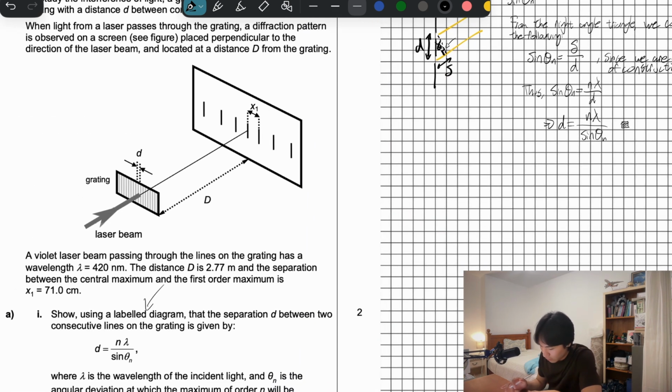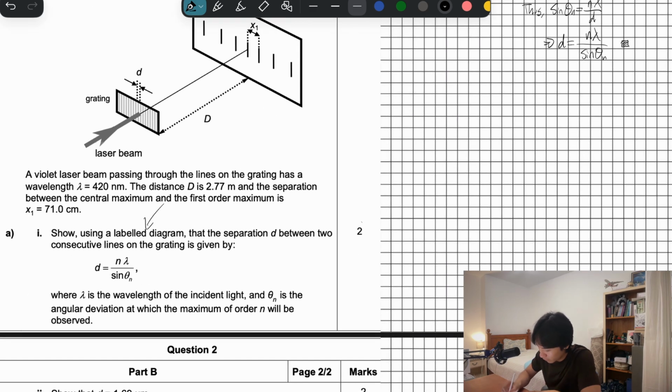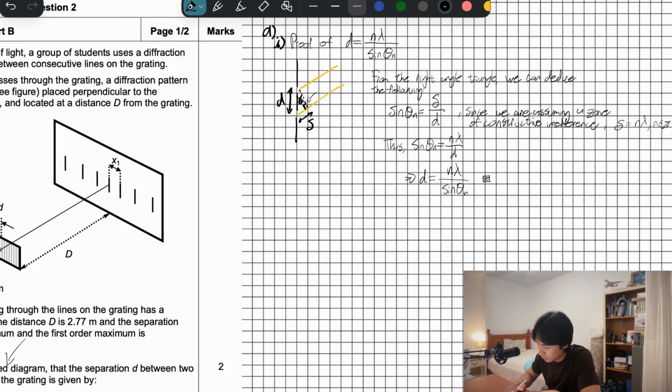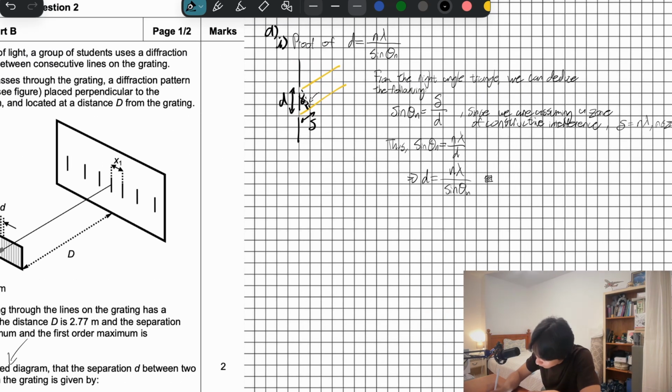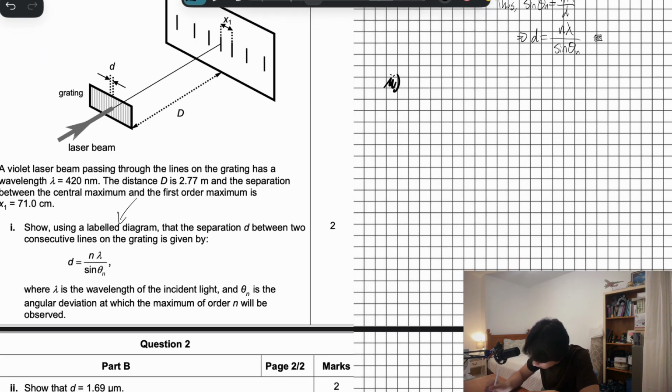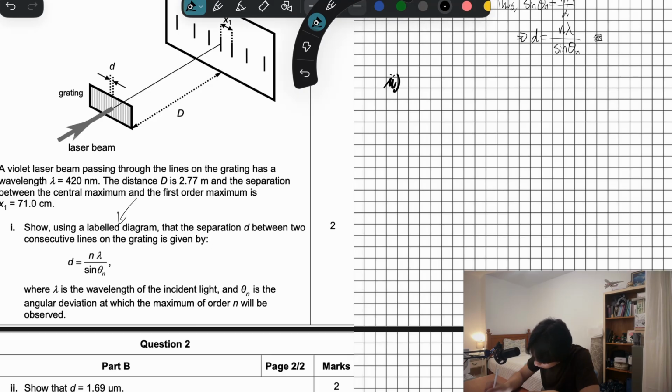So yep, that is the proof done. I think we'll get full marks for this question. Okay, let's try part A, part 2. So part 2, showing d is equal to 1.69 micrometers.